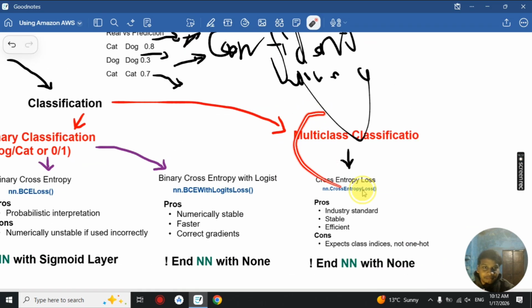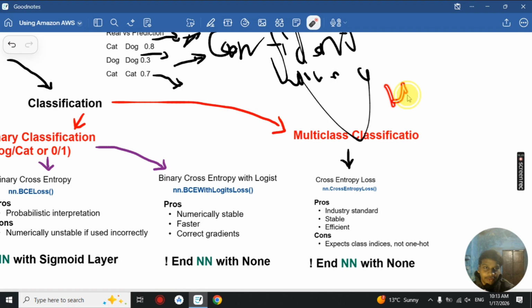For our multi-class classification, we have our cross entropy loss, which is defined by nn.CrossEntropyLoss. The pros are that it is the industry standard, very stable, and very efficient, and the cons are that it expects class indices, not one-hot encoding.